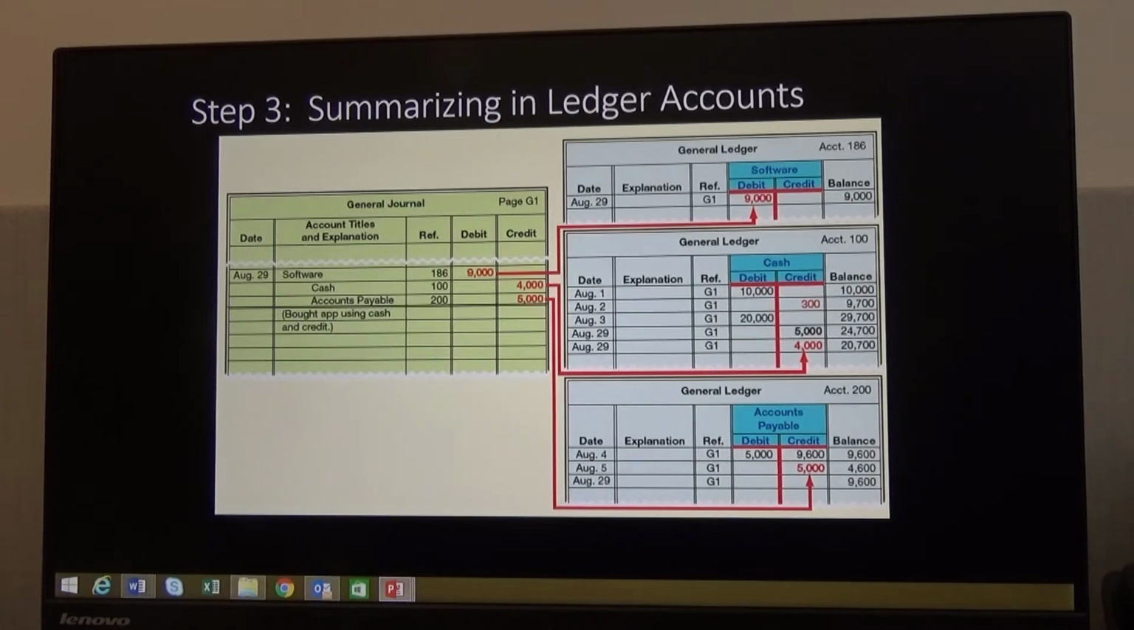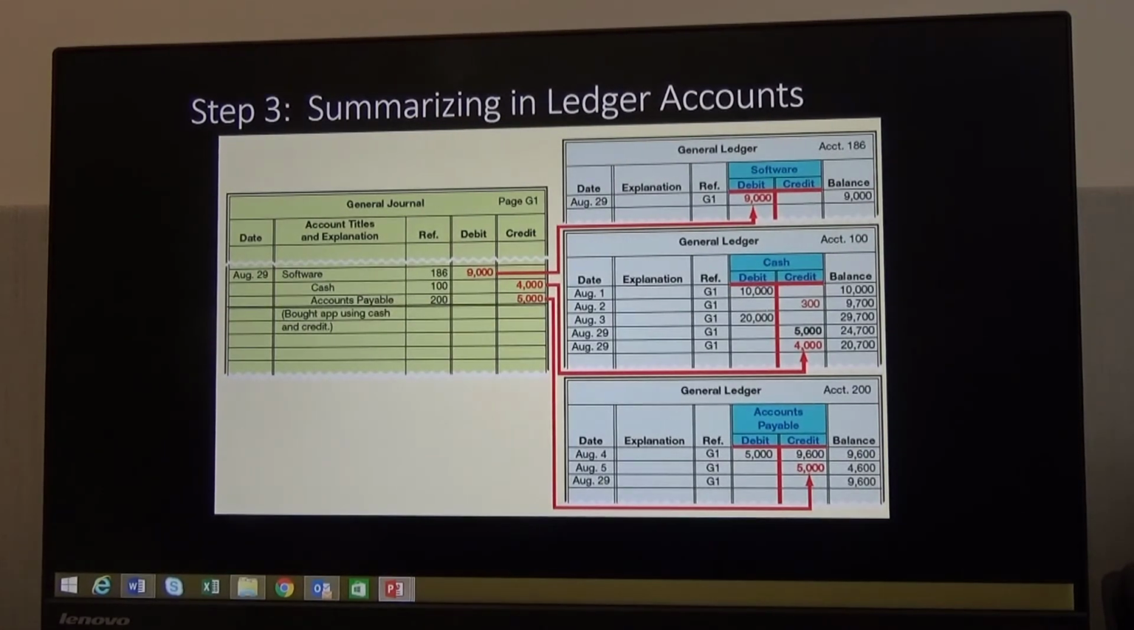And then we take the third part of the entry, the accounts payable credit, and we do the same thing. We find the accounts payable account on the general ledger, and we add a credit entry to that account and recalculate the balance. So that's how we summarize that chronological information into information that will be useful when we need to know what the balance of a specific account is.